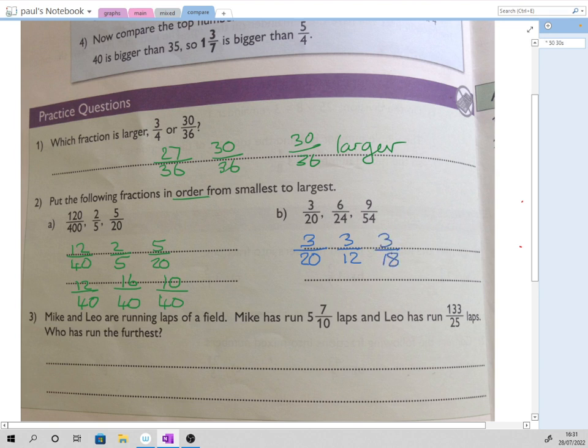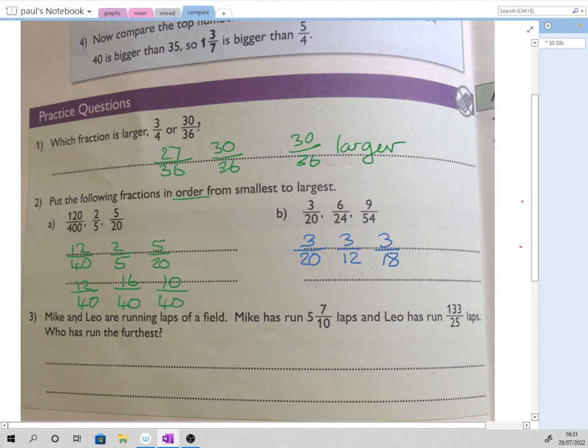Right, so the denominators are never going to be the same. But I've got 3/20, 3/12, and 3/18. Now remember that the denominators determine the size. So 3/12 is the largest, 3/18 is the middle, and 3/20 is the smallest. Oh, how difficult, that one.